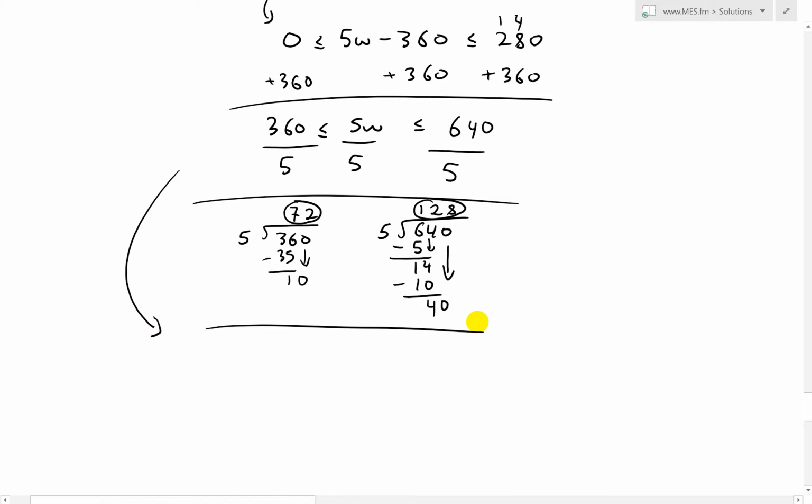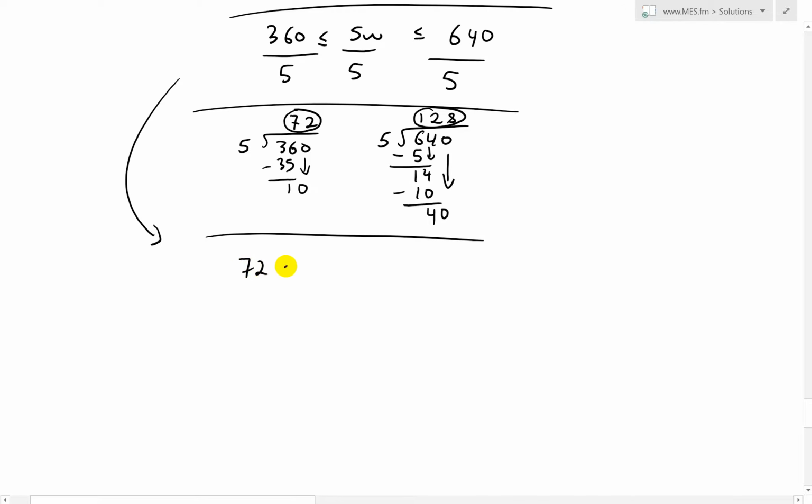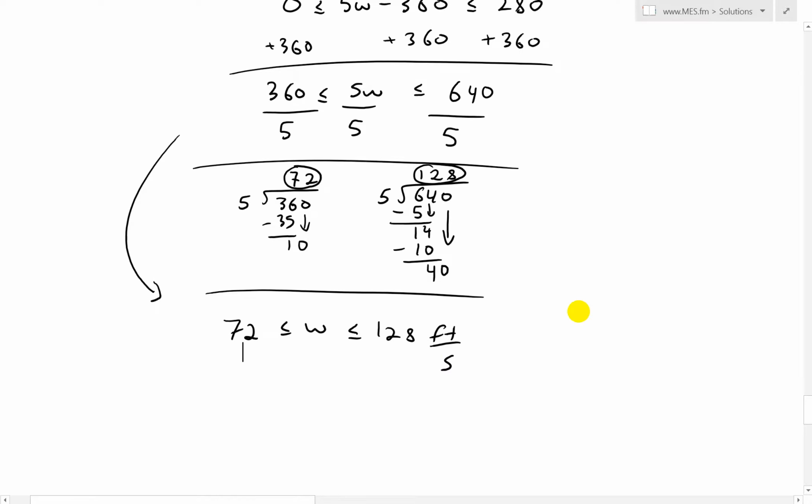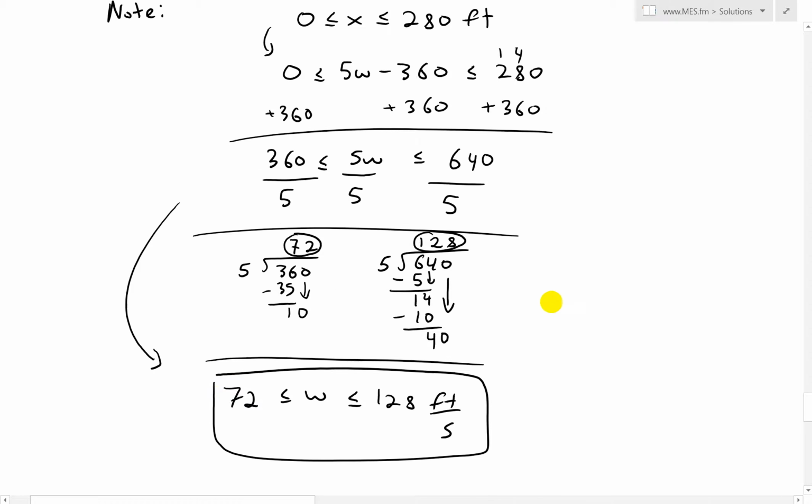So now we finally have 72 less than or equal to W, and W less than or equal to 128, in feet per second. So W is between 72 and 128 feet per second. I'll highlight this. So that is the domain of W.